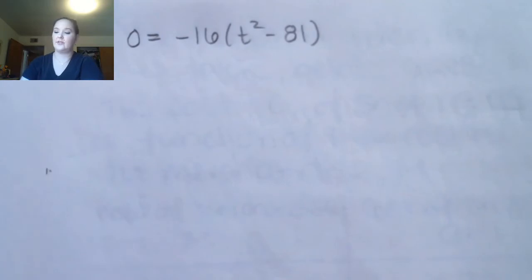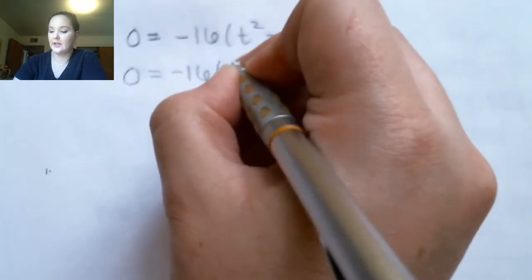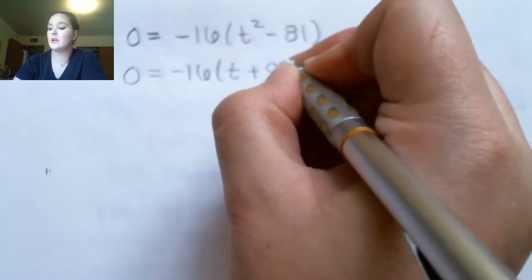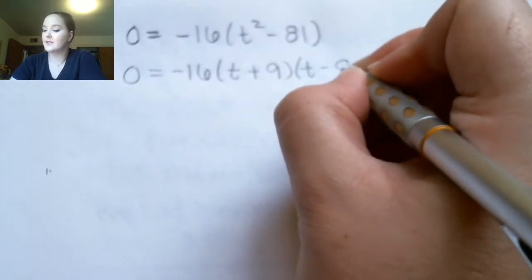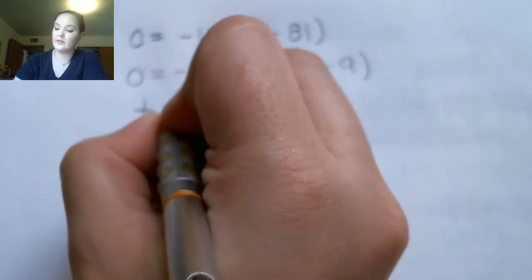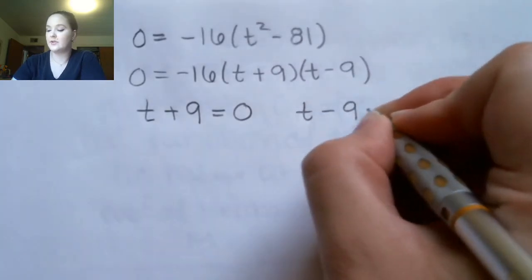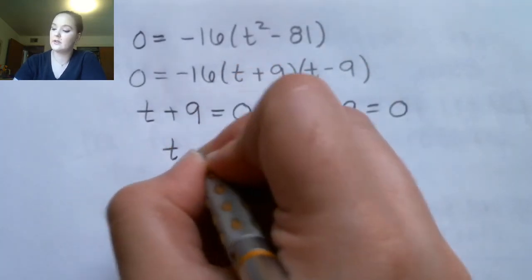Okay, I'm going to finish factoring this. So I know that this is going to factor like t plus 9, t minus 9. Okay, and then I'm going to set each of my factors equal to 0, just like we saw in Algebra 1 when we were solving these types of equations.